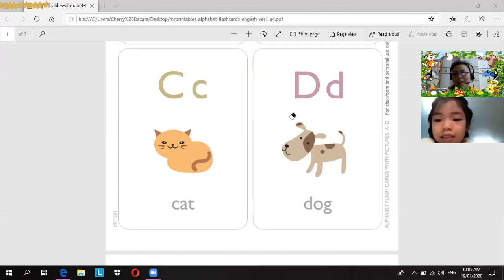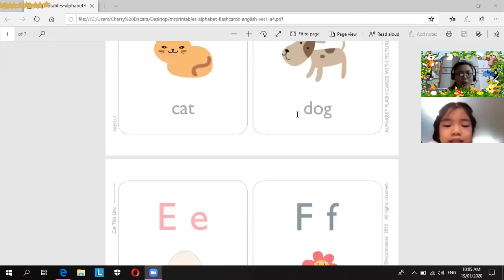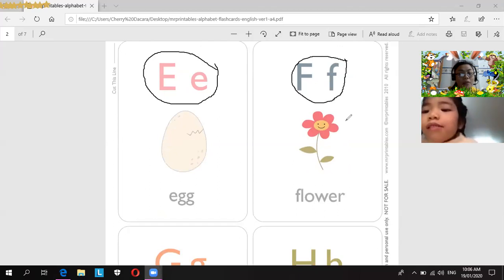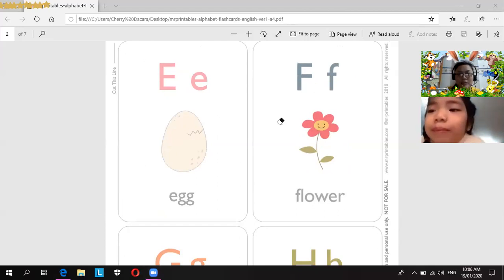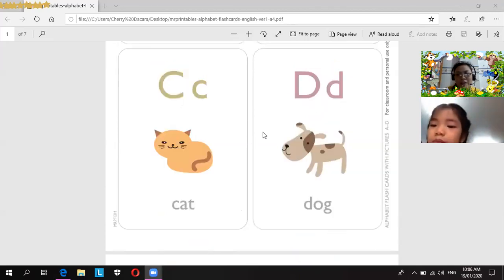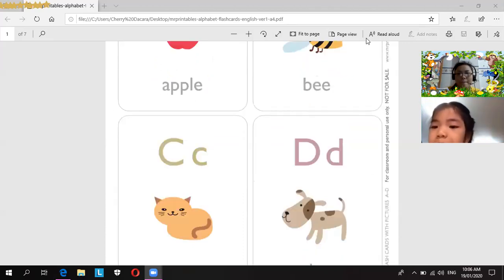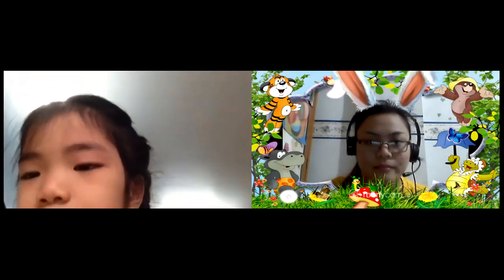D. Okay, again, Bong, letter D. Okay, letter D. What about this one, Bong? E. Oh, wow, that is letter E. And this is letter F. Very good, Bong, letter F. Now, Bong, let's practice writing letter D and letter F. Okay, D, E, and letter F. Okay, Bong, let's practice writing that.